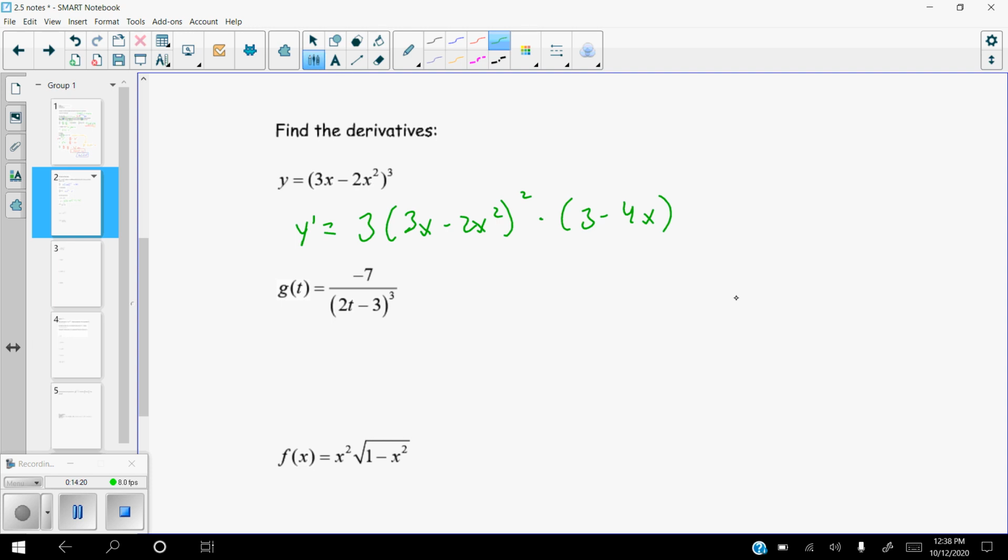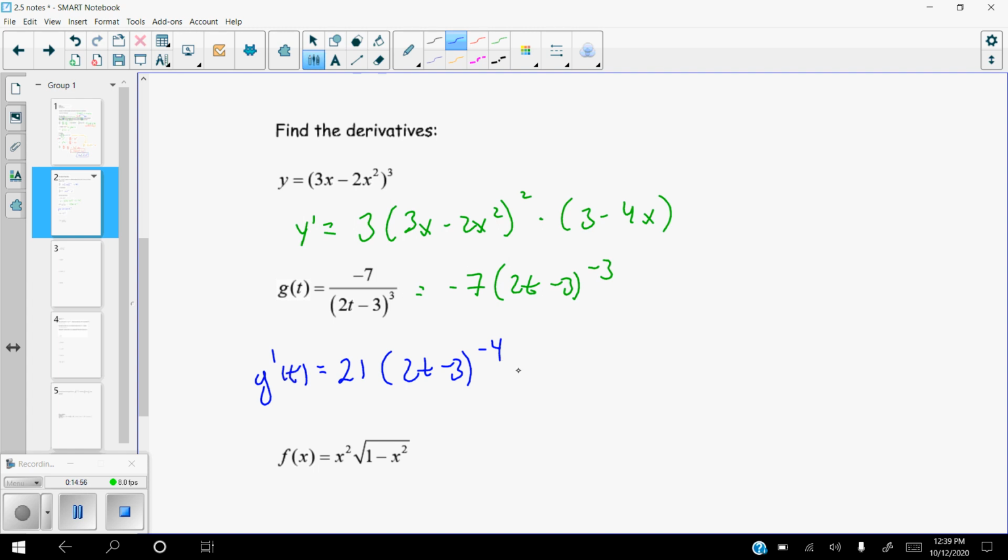We're going to rewrite g of t first. We're going to write it as -7, and then I'm going to bring the entire denominator up to the top and make it to a negative exponent. Okay, and that'll be easier to use for the chain rule now. So our chain rule says do the outside piece first. So bring the -3 out to the front and multiply it by -7, and we get 21. This is g prime of t. Keep the inside the same, and then reduce the power by 1. So remember, you're going from -3 down 1, so it's going to -4.